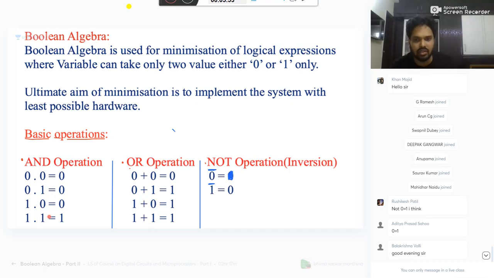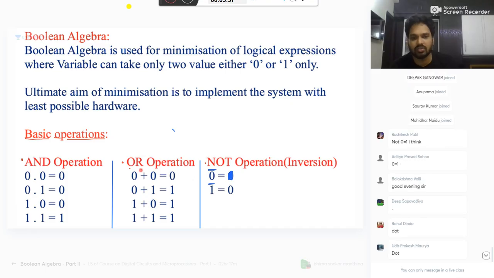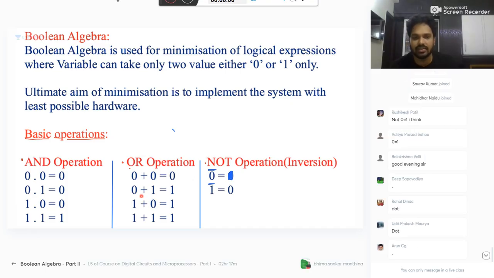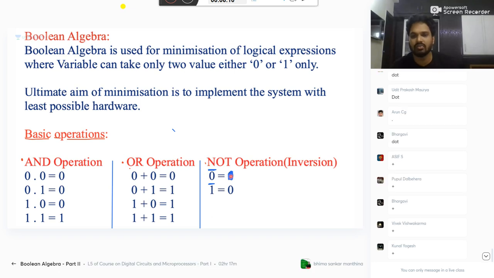What is the operator used here? Dot, right? Similarly, for the OR operation, we are using plus. Here it is not addition. Please understand that. 1 plus 1 is not 2 here. It is not addition, it is OR operation. If any one of them is 1, the output is 1. Bar is used for inversion. Okay, so now some relations I want to write.